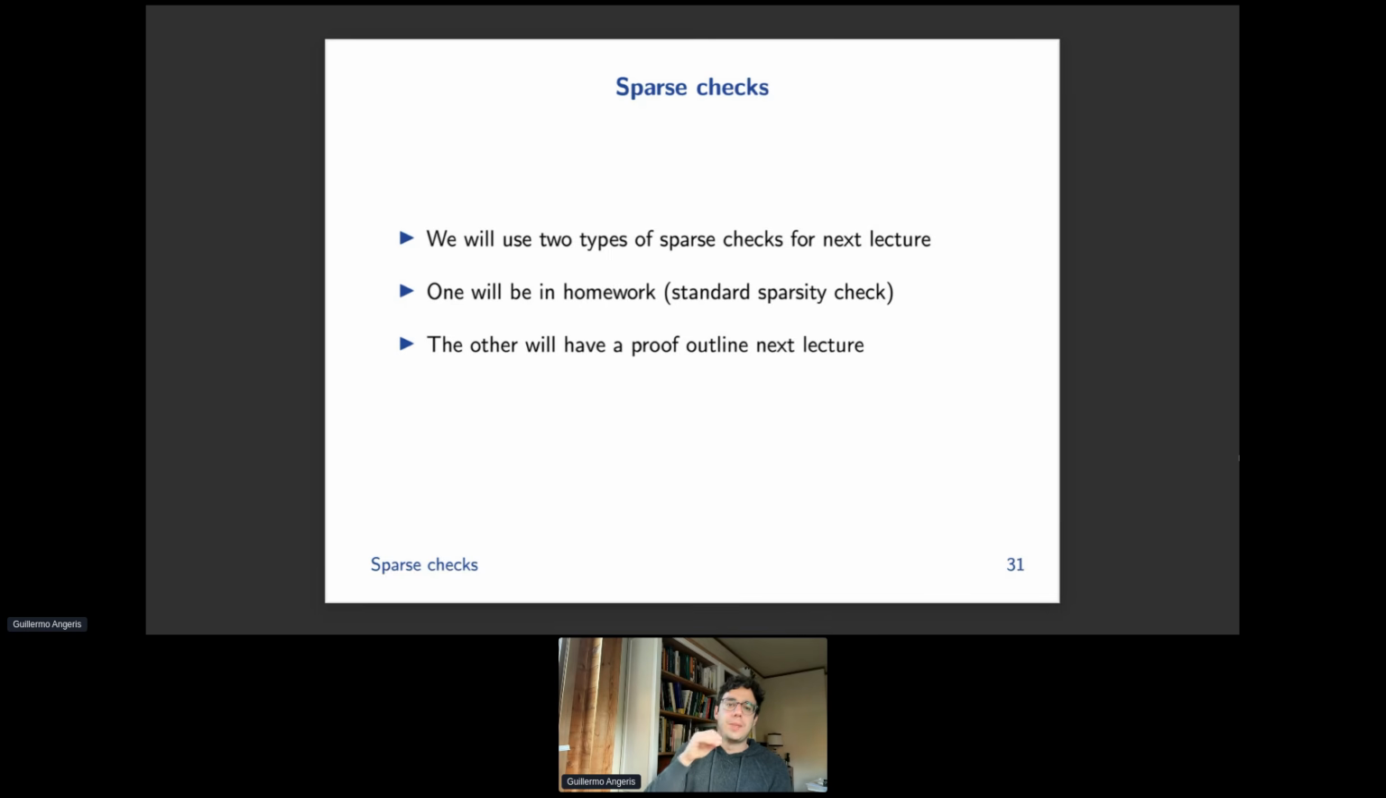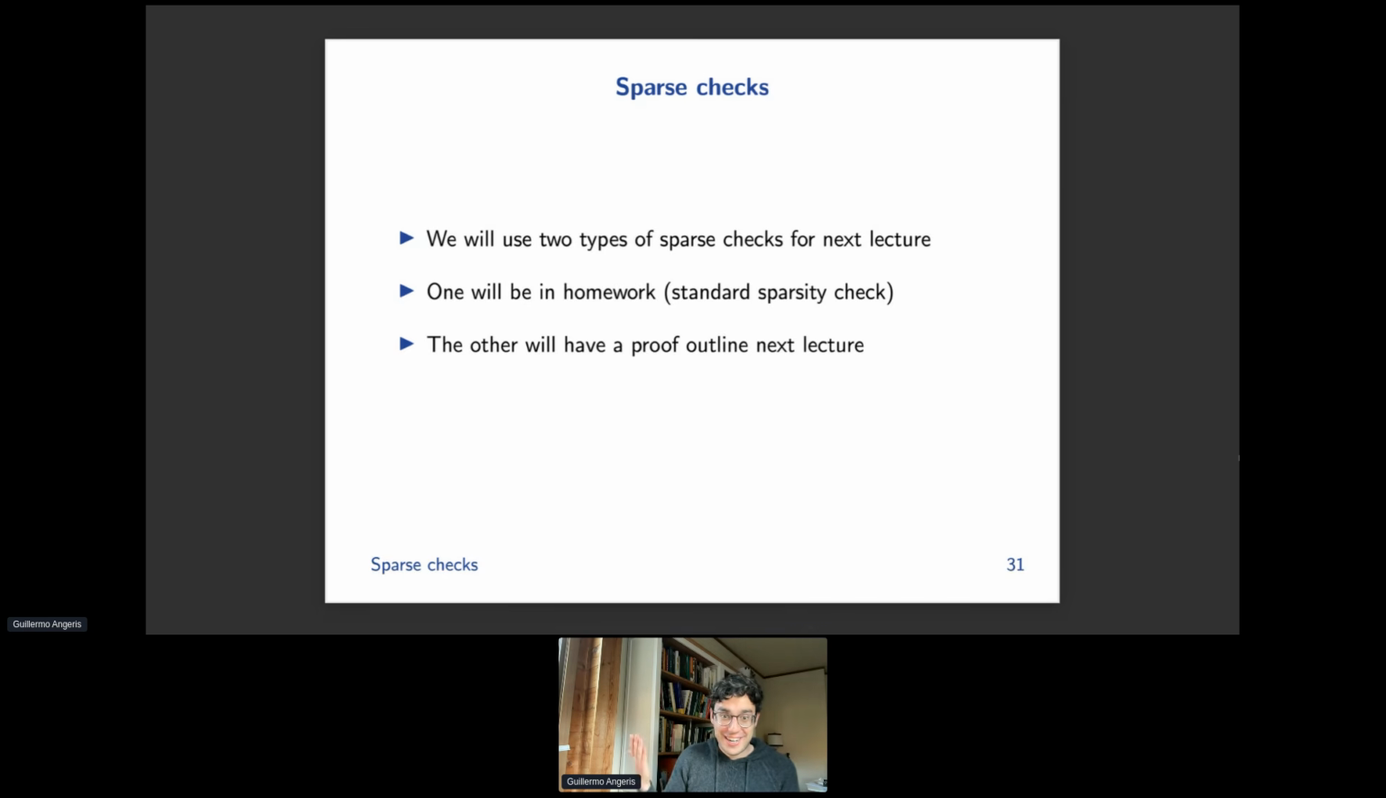Okay, so for the next lecture, which is going to be the icing on the cake, we're going to use two types of sparse checks. One of them is going to be in the homework, which is the standard sparsity check, the same thing that we discussed in the very first set of slides, at the very beginning of this lecture. For the other one, I'm going to give you an outline of the proof in the next lecture. Unfortunately, for this paper, I found no easier way of proving this thing. It's not clear to me that there is one, because it relies on somewhat deep linear algebra.